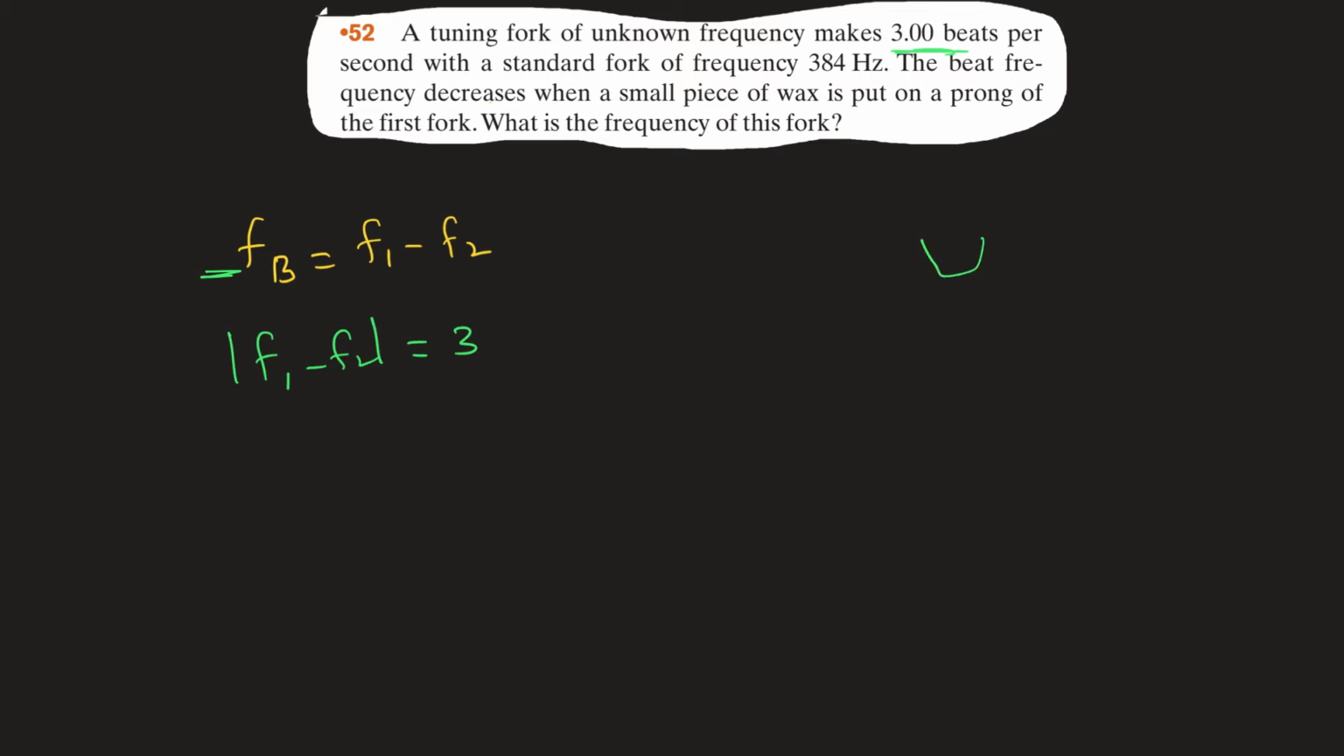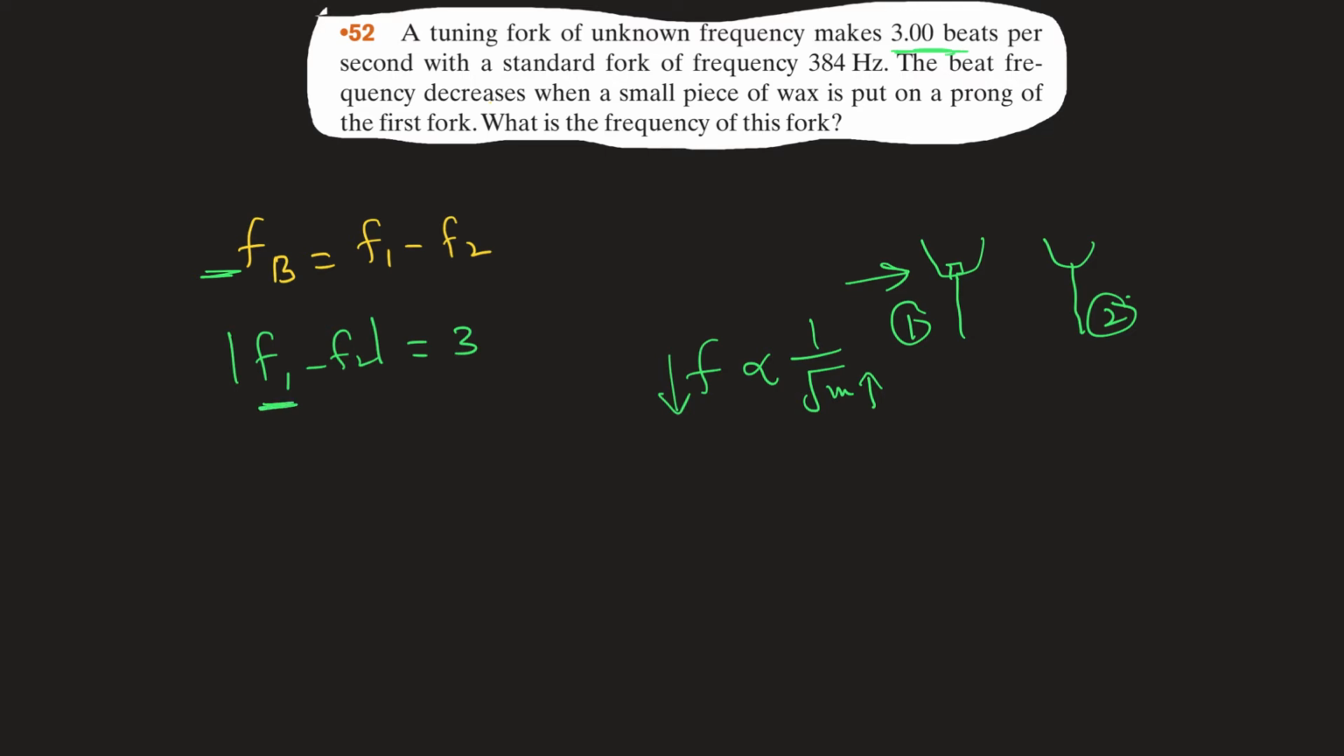So we have two forks like this. Okay, this is the first fork, this is the second fork. If you put wax on this fork, it means you are increasing the mass, and we know that frequency is inversely proportional to the square root of mass. If you increase the mass, the frequency will decrease. So it means that the beat frequency will also decrease.